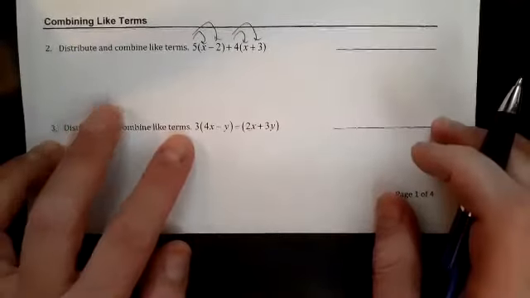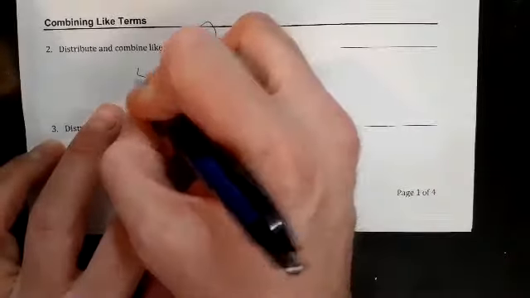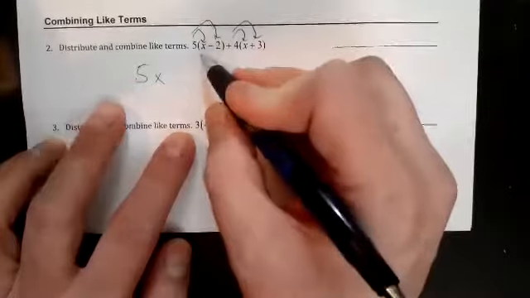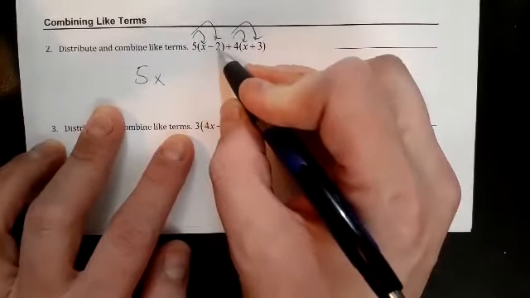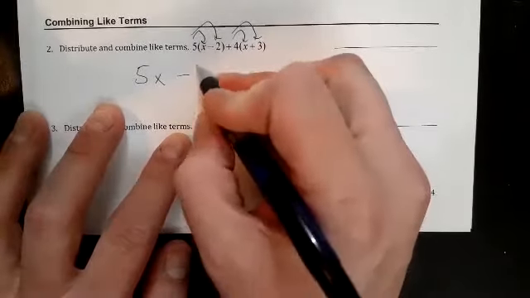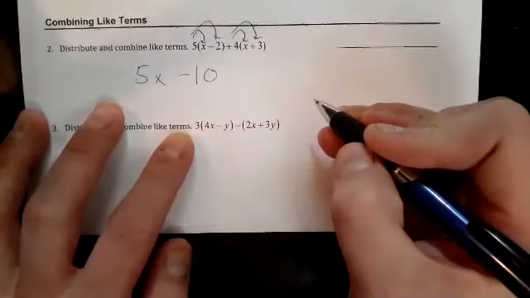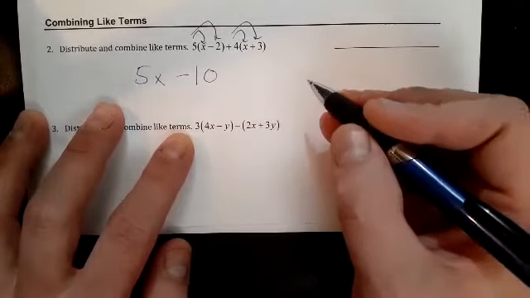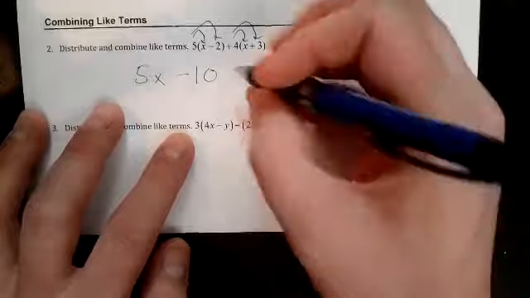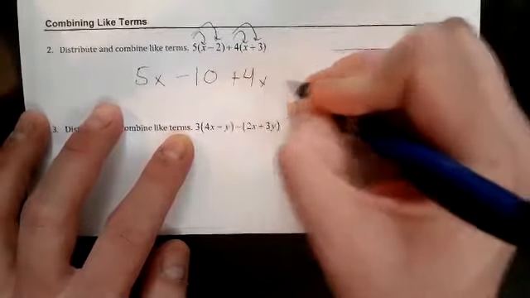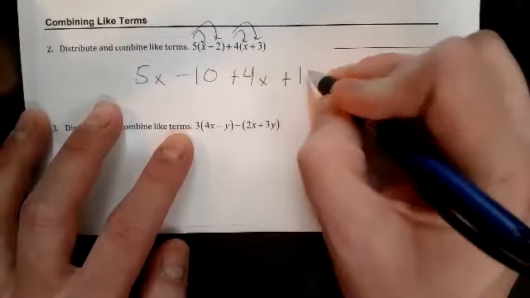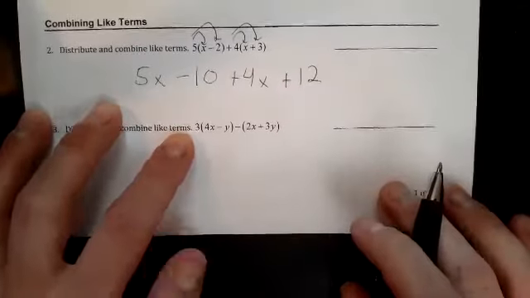So 5 times x minus 2 to get out of that is 5x. 5 times a minus 2 would be minus 10. And now the next thing I have is a plus 4 times x, which is going to give me plus 4x. And plus 4 times 3 will give me a plus 12.